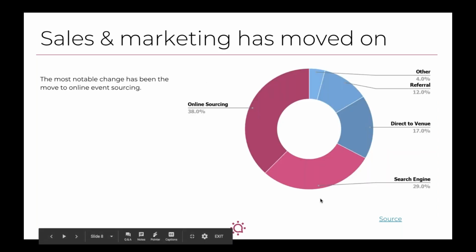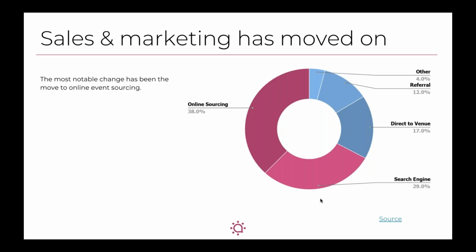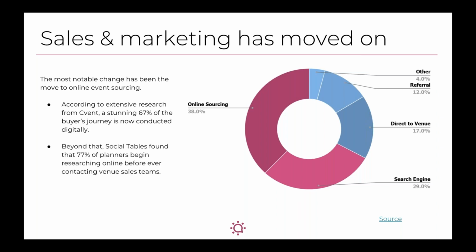So the most notable change has been the move to online sourcing. We now have access to some extensive Cvent research. A stunning 67% of the buyer's journey is now conducted digitally. And it's a pretty big change to think about from even 5 years ago.